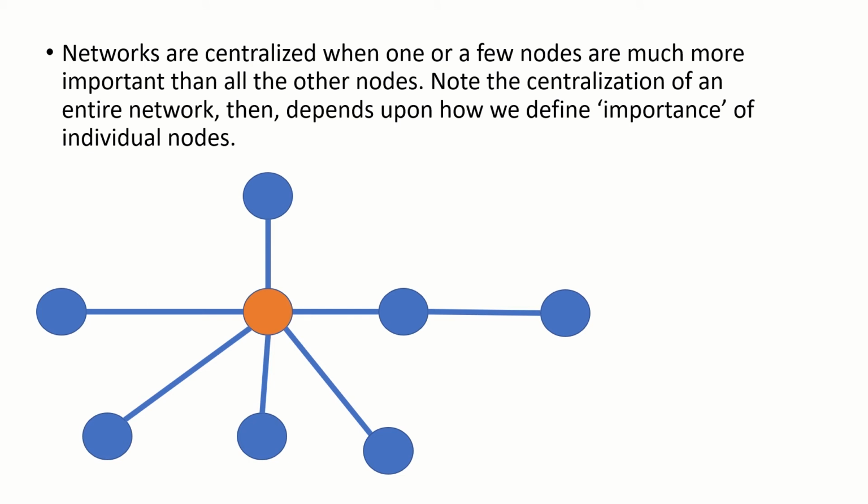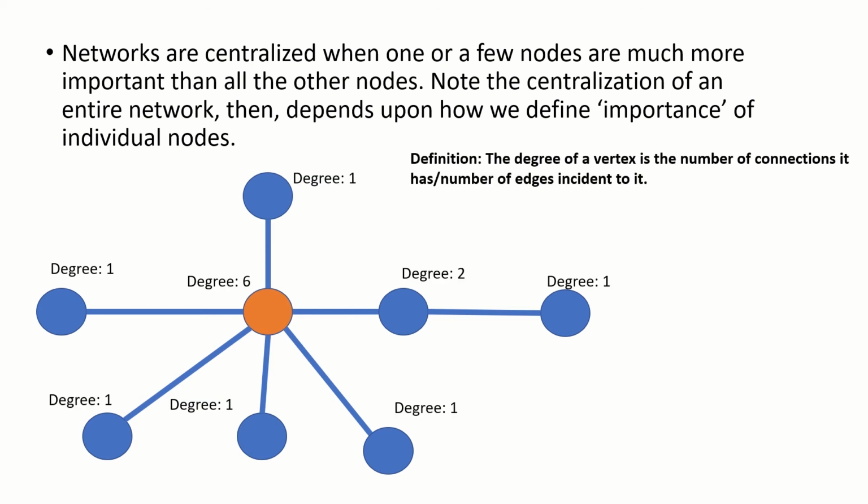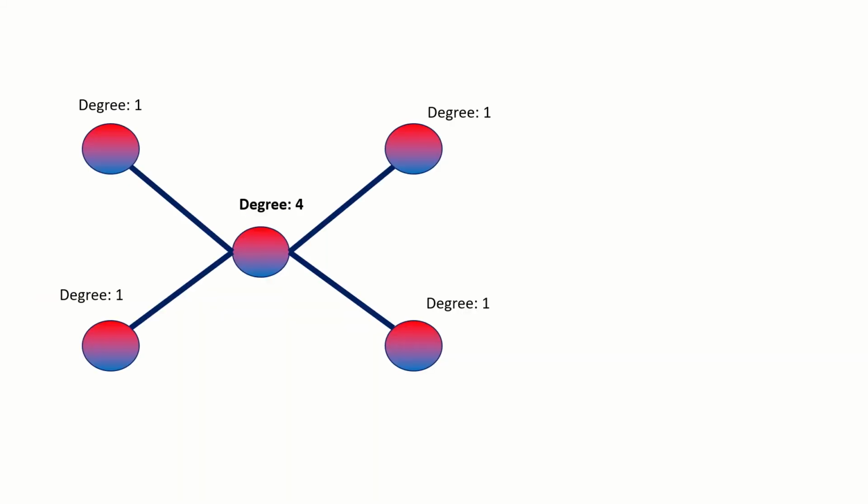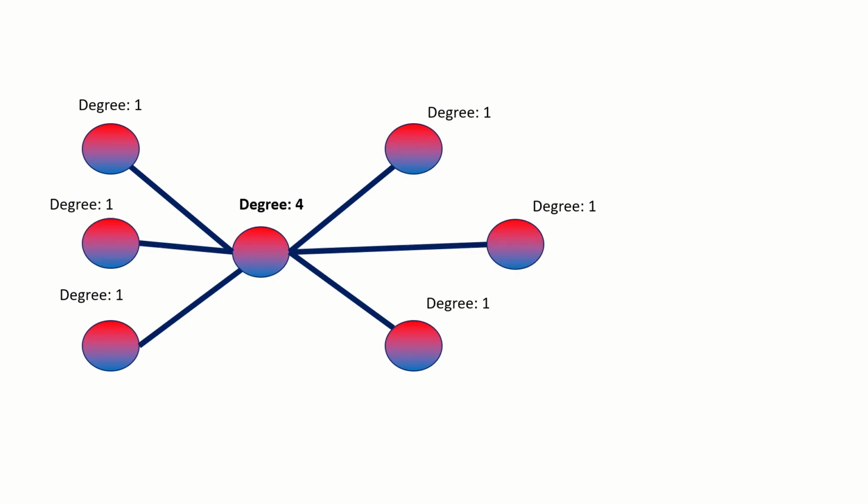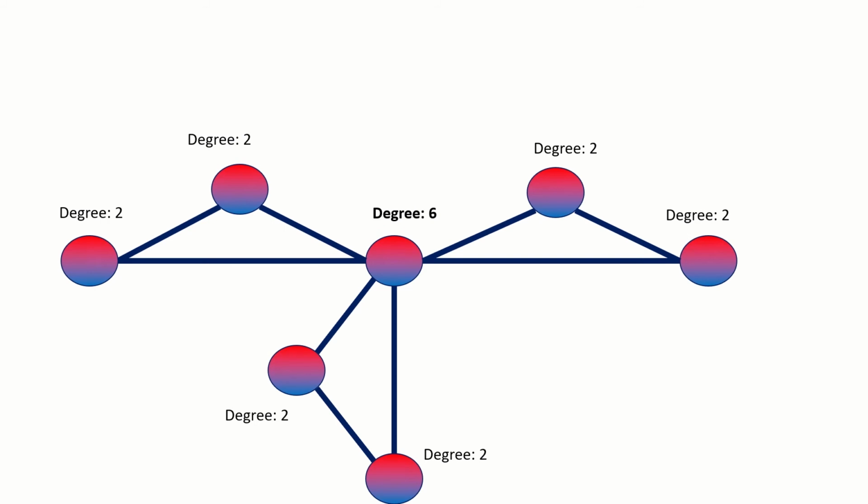If we define importance to mean number of connections, this would mean that one node has a higher degree than all the other nodes. Here are some examples of very centralized network structures, taking the importance of the node to mean number of connections. Notice that there is a vast difference between the degree of one node to those of the other nodes.